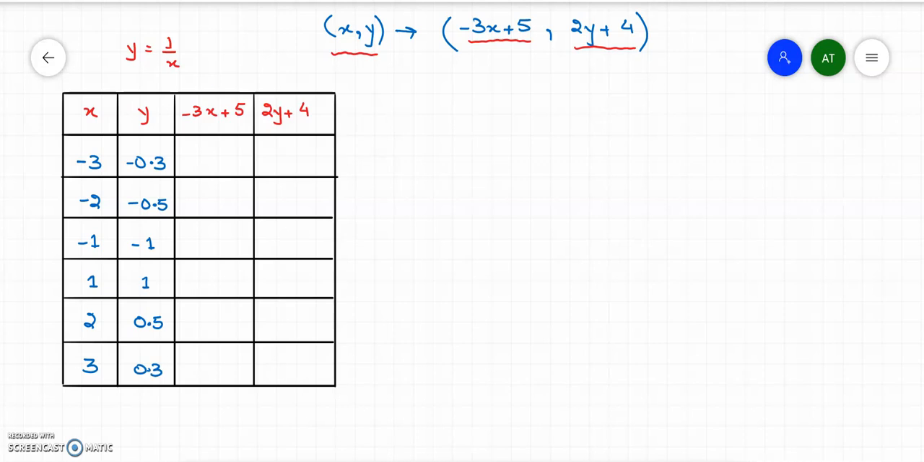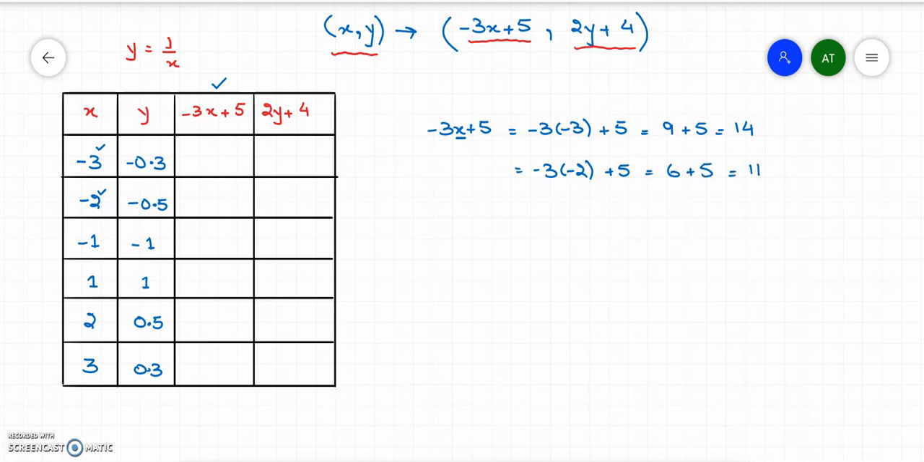Now let me find out the values of the third column, that is negative 3x plus 5. Let me write down the values one by one, substituting the x values one by one. So when x is equal to negative 3, negative 3 times negative 3 plus 5, that would be 9, and 9 plus 5 equals 14. Now when x value is negative 2, negative 3 times negative 2 and then plus 5, that would be 6 plus 5, that is equal to 11. When x is minus 1, negative 3 times negative 1 plus 5, that would be 3 plus 5, and that is 8.